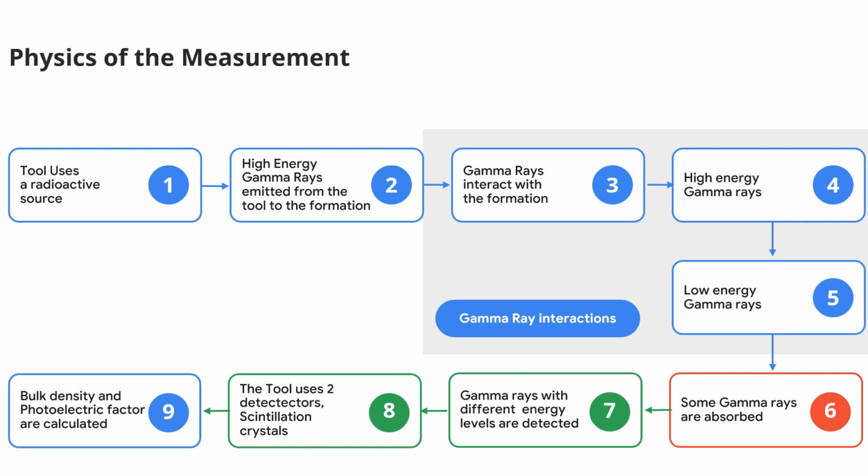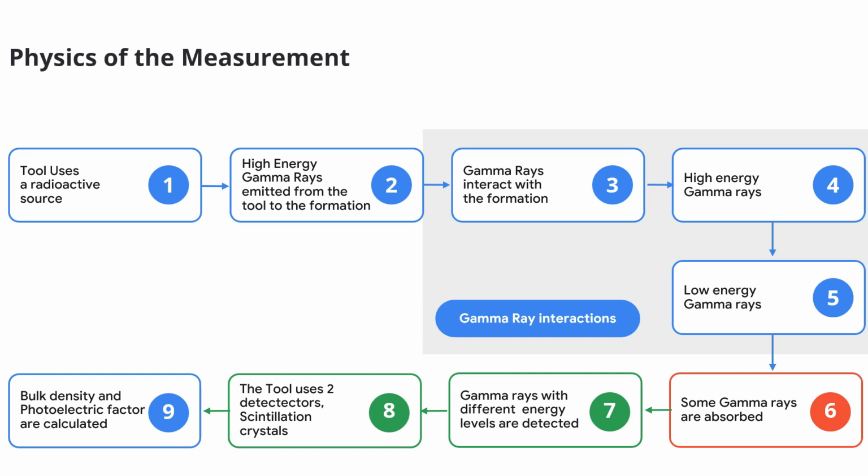The density porosity tool uses a radioactive source to emit high energy gamma rays into the formation. These gamma rays interact with the surrounding formation. As these gamma rays undergo multiple collisions against atoms in the formation, they go from high energy levels to low energy levels until they reach a point where some of them are absorbed and cease to exist. But some of them, now with different energy levels, do reach the detectors, usually two scintillation crystals.